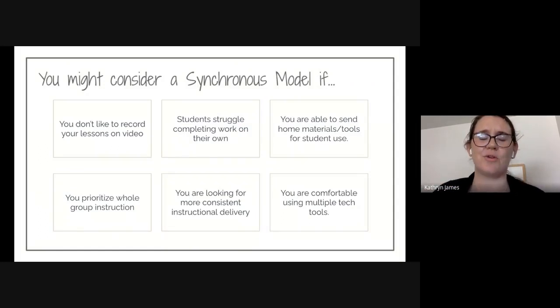If you prioritize whole group instruction, if your students struggle completing work on their own, if you are looking for a more consistent instructional delivery, you're able to send some home materials to those students for those students to use, and if you are comfortable using those technology tools to make it work, this would be that model for you.